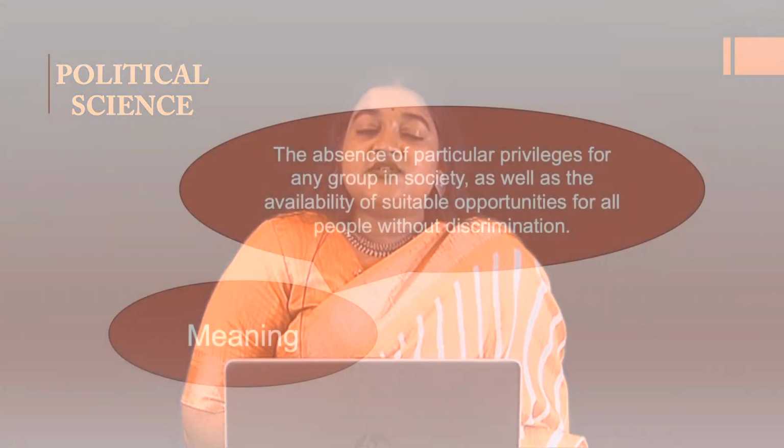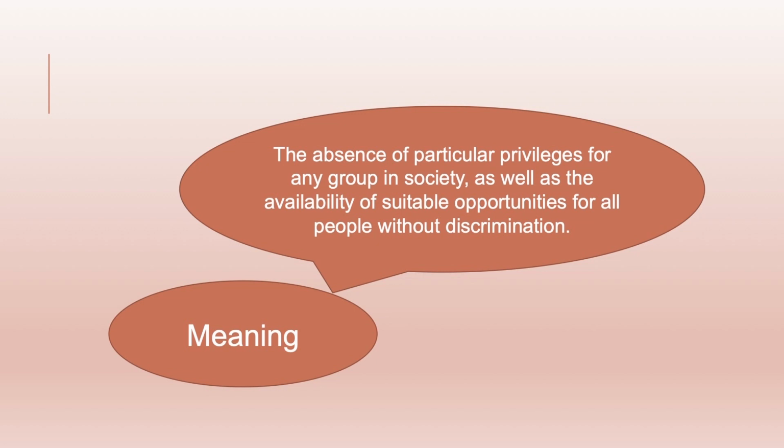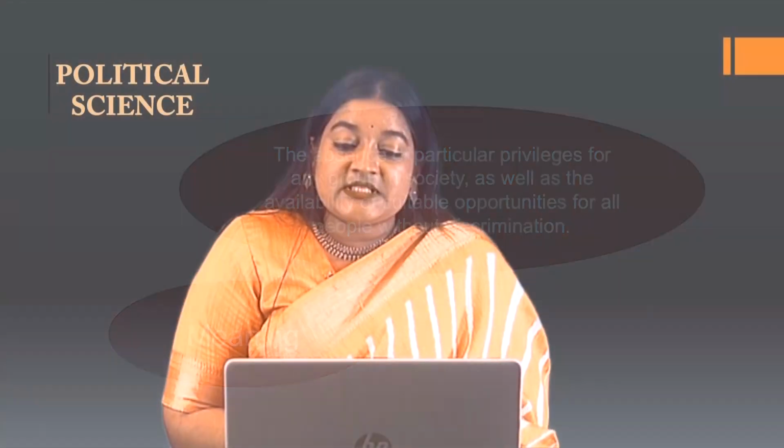This particular concept of right to equality can be understood with a very definitive meaning, that is the absence of particular privileges for any group in society, as well as the availability of suitable opportunity for people without discrimination. In simple terms, if there exist any privileges which only a particular section of society is getting, we need to remove that. We should not provide any particular privilege to any particular section of society. There should be privileges granted to the society irrespective of any sorts of discrimination. That defines the word equality in its true sense.